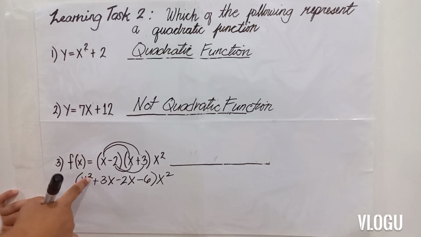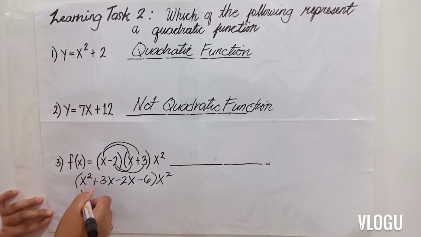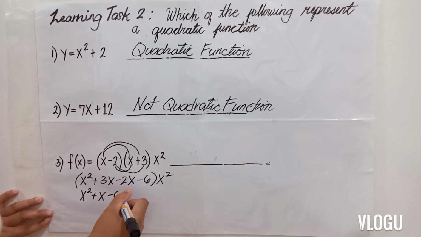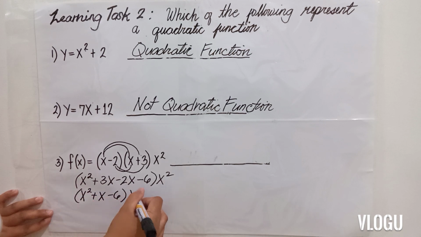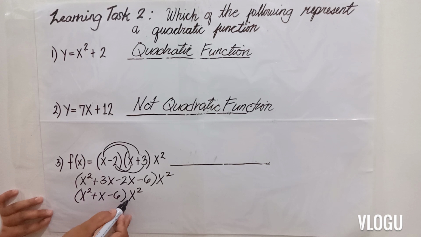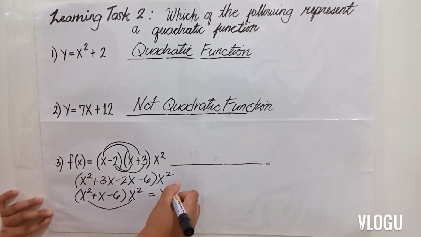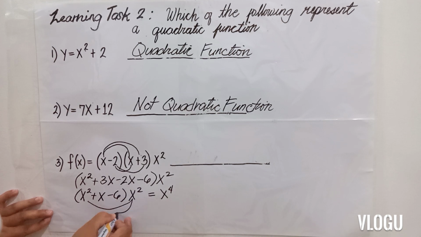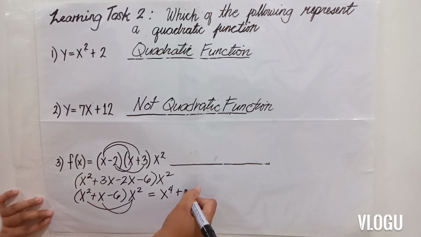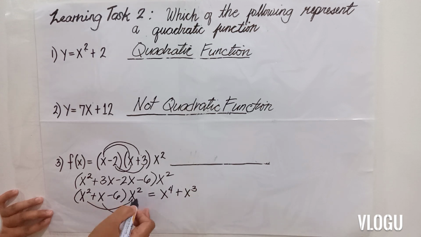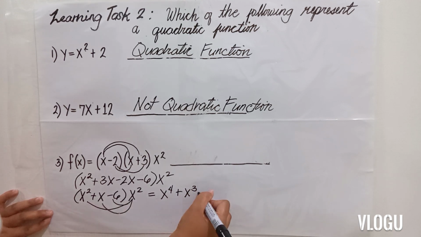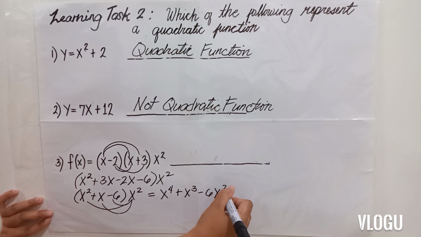So, since x squared doesn't have any like terms, let's copy it. We have x squared. Positive 3x minus 2x is equal to positive x or 1x. Then, copy negative 6 times x squared. So let's simplify. By the distributive property of multiplication, let's multiply x squared to x squared plus x minus 6. X squared times x squared is equal to x to the 4th power. Then x squared times positive x, it will give us positive x cubed. X squared times negative 6, it will give us negative 6x squared.